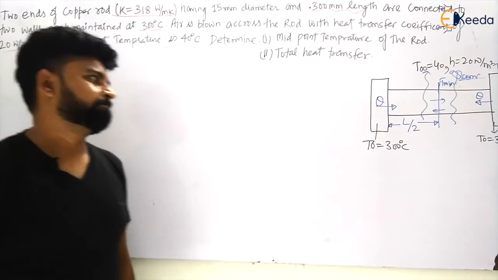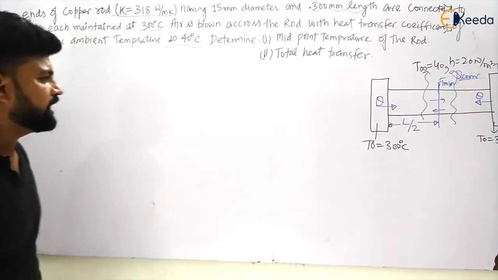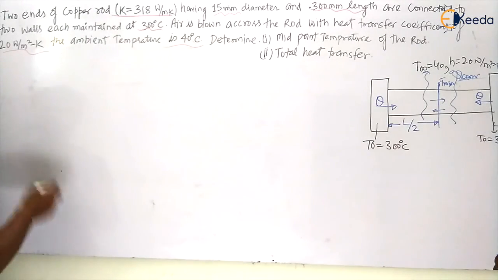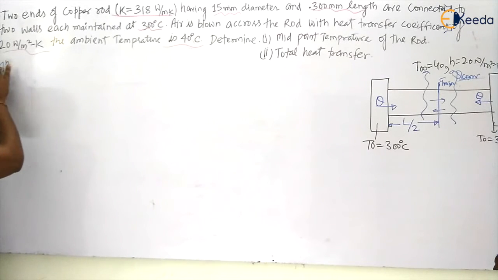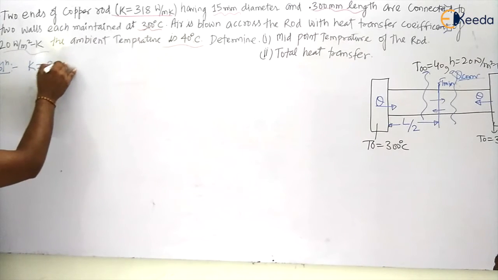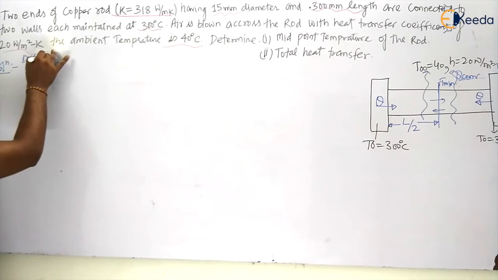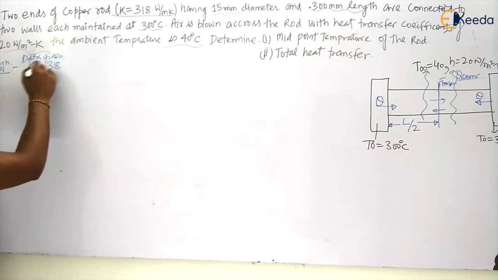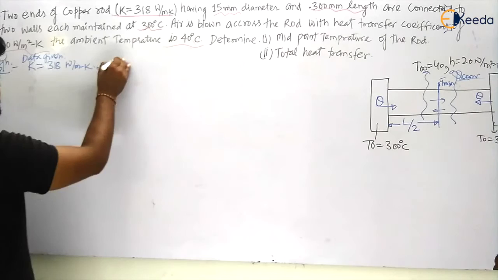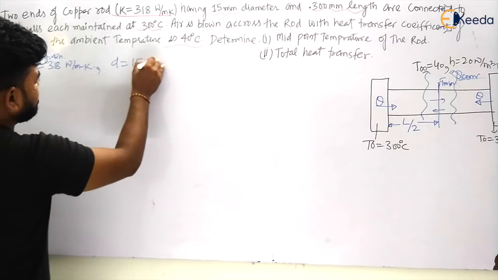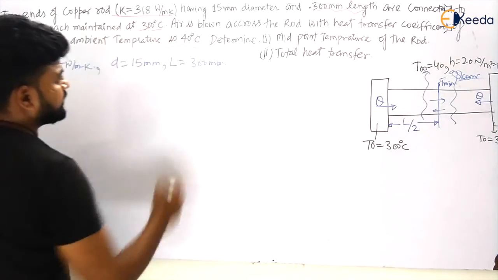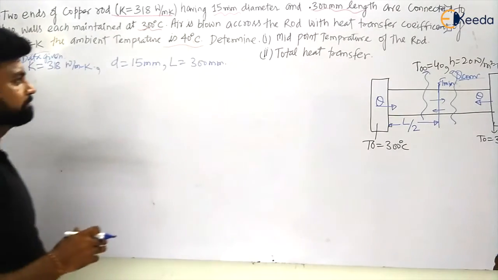So let us see what he is asking. He is asking for the temperature at the midpoint. What has he given? Conductivity is given to be 318 watt per meter Kelvin. Diameter is given to be how much? 15 millimeter. Very good. The length is given to be 300 millimeter, my dear students.